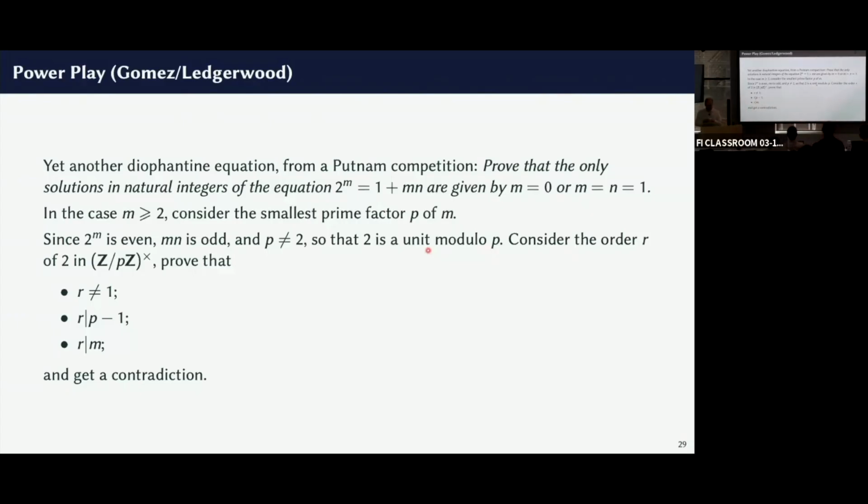And then one has to prove that the order of 2 is not equal to 1. That would mean that 2 is 1 mod P, but that's impossible. It means 1 is 0 mod P. And also, one has to prove that the order of 2 divides the integer m. And this is because when we reduce this equation mod P, you get 2 to the m is 1. And by definition of the order of an element of a group, m has to be a multiple of the order. So we have these three.